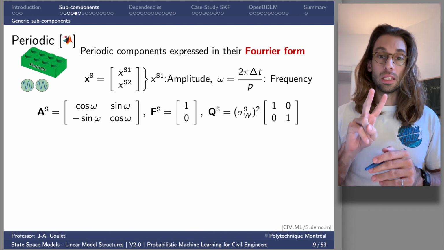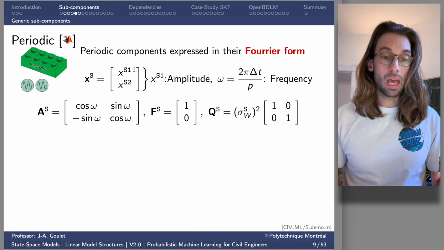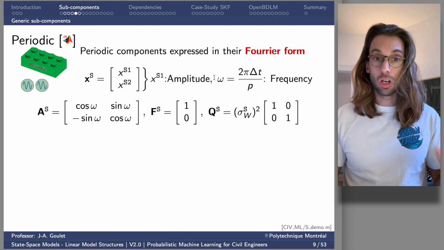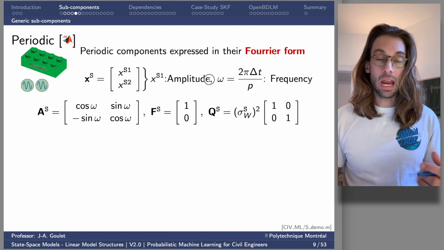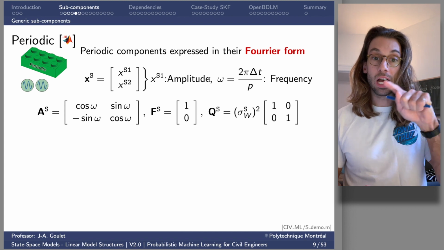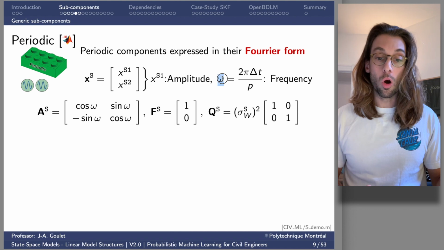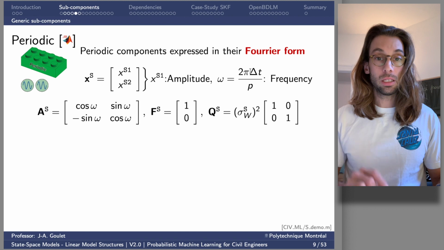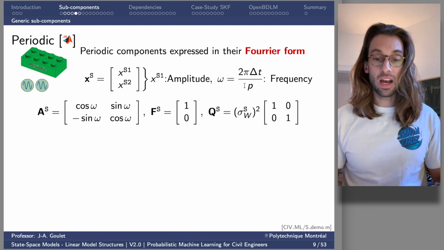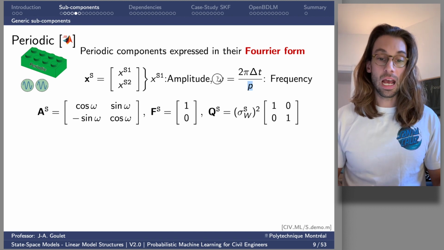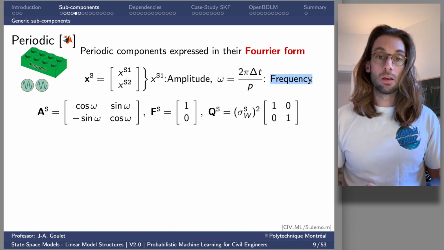Okay, the periodic block needs two hidden states. We're going to name them XS1 and XS2, where XS1 is the component, or the hidden state, that carries the amplitude of a sine wave. In this case we have a parameter omega, where omega is equal to 2 pi times delta t, my time step length, divided by p, the period of my periodic phenomena. And that omega is my frequency for my periodic signal, okay?